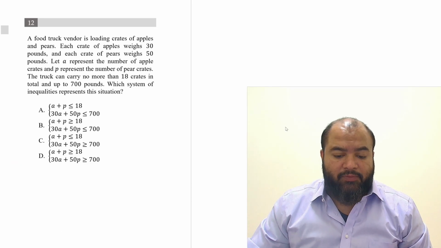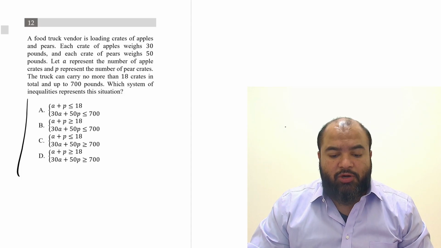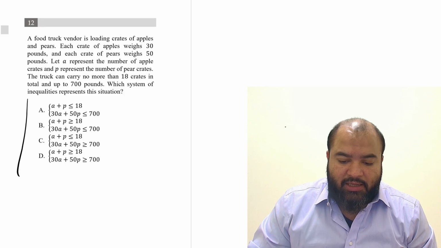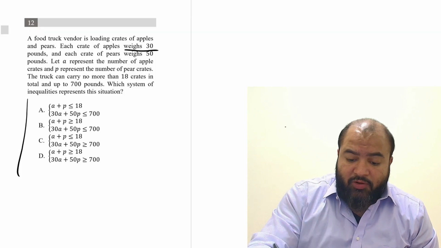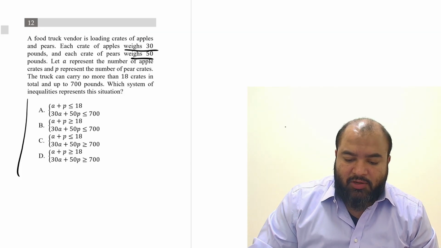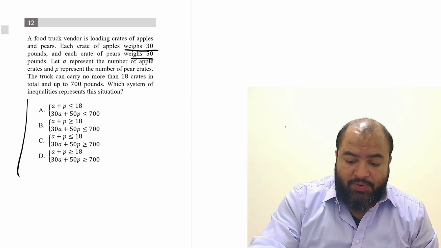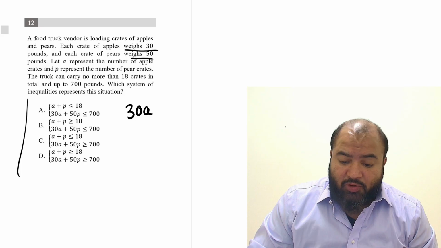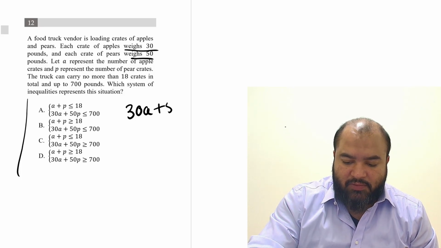Okay, number 12. As I can see from the options, these are probably converting the words into inequalities. Now a food truck vendor is loading crates of apples and pears. Each crate of apples weighs 30 pounds, and each crate of pears weighs 50 pounds. Now let A represent the number of apple crates. So there will be 30 times A. That's the weight of the apples. And P represents the number of pears. So plus 50 times P.